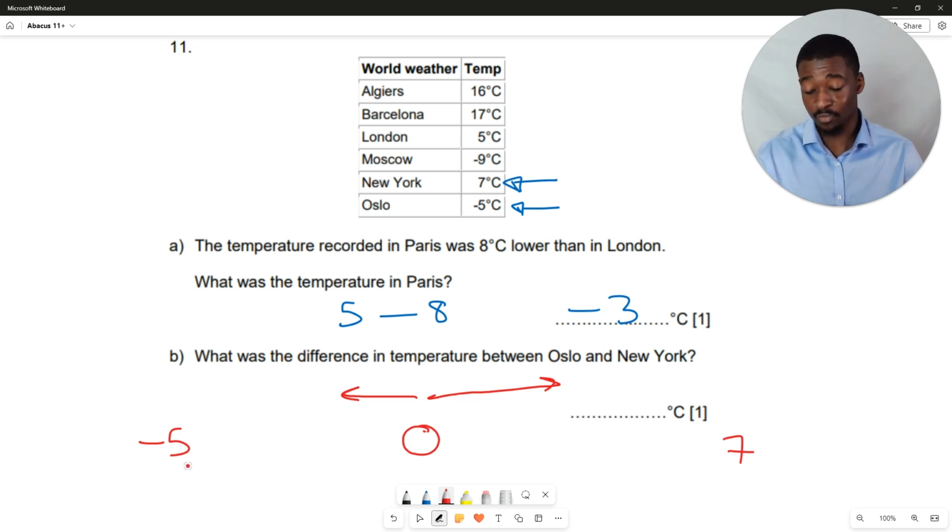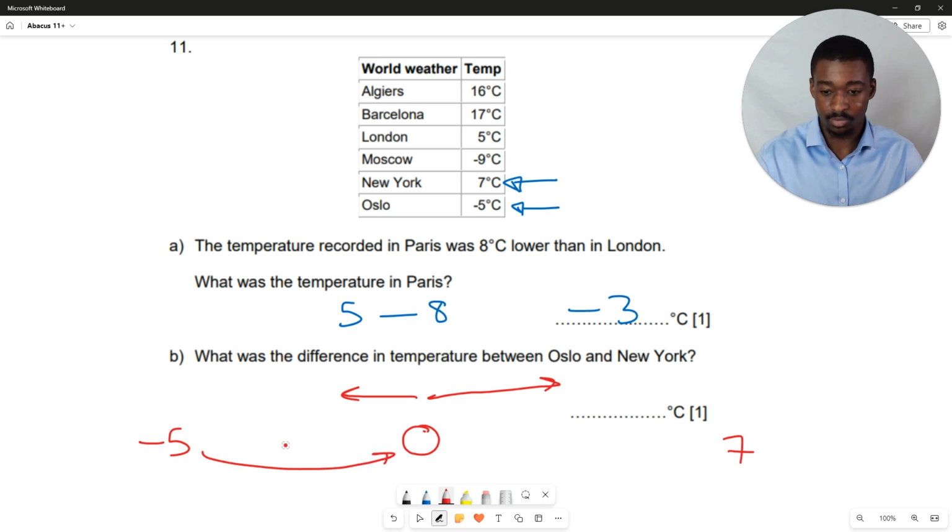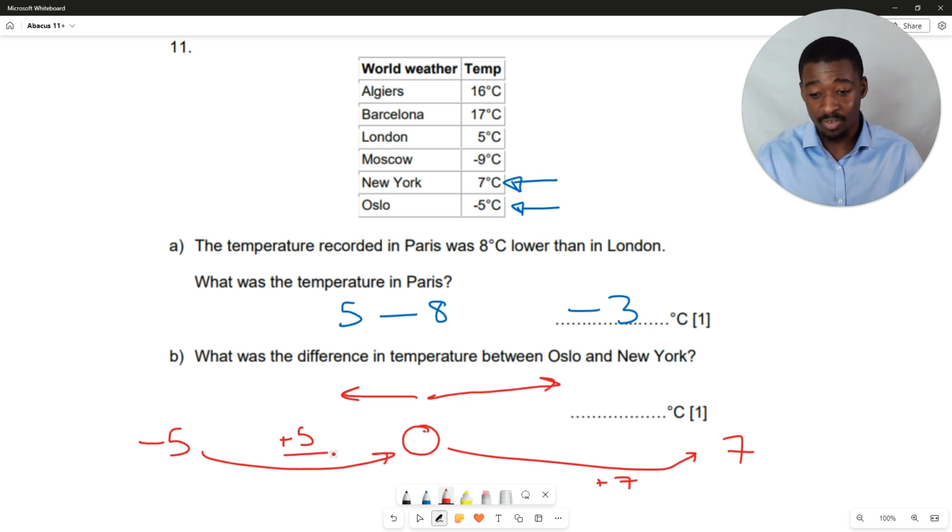which means the actual difference is first getting from -5 to 0, which is 5, and then going from 0 to 7, which is 7. So it's 5 plus 7, giving us 12 degrees Celsius. That's the actual difference in temperature.